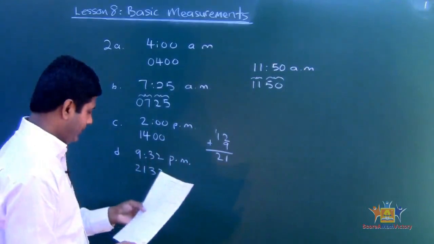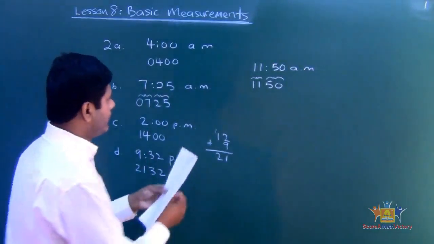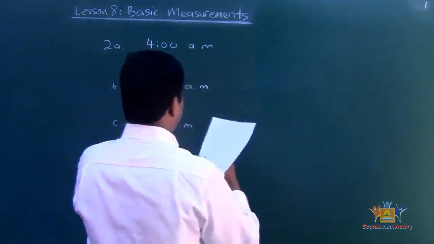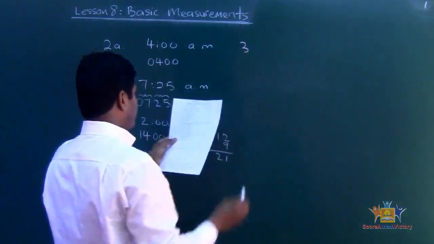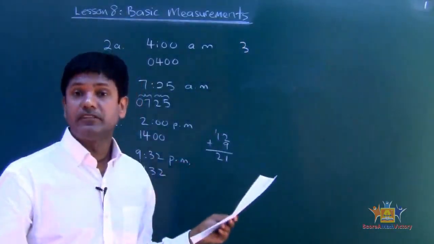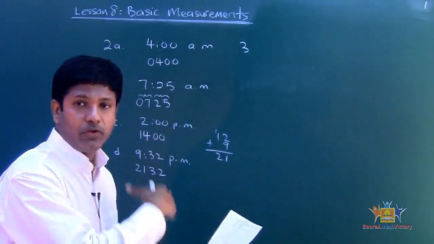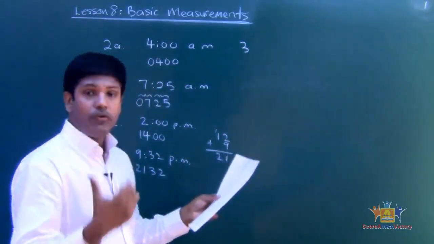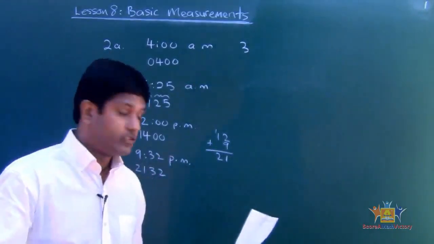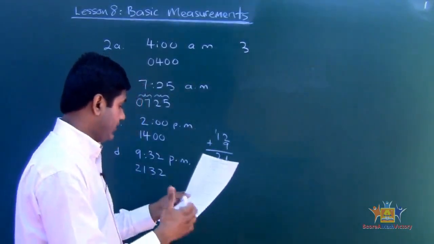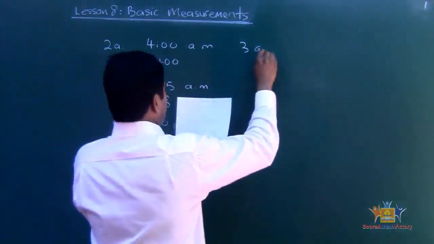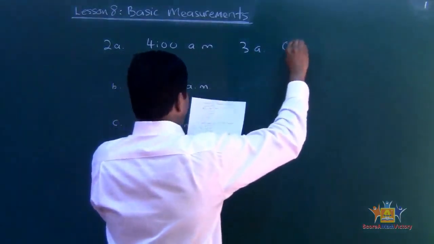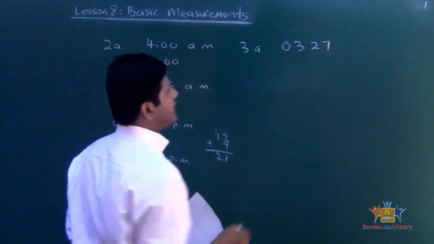Good. Now let's look at problem number 3. Problem number 3 says, write using the 12-hour system. We just did a 24-hour system, where we converted a 12-hour system into 24 hours. This time, we want to convert the 24-hour system into the 12-hour system. So, we are given 3A, you're given 0327.